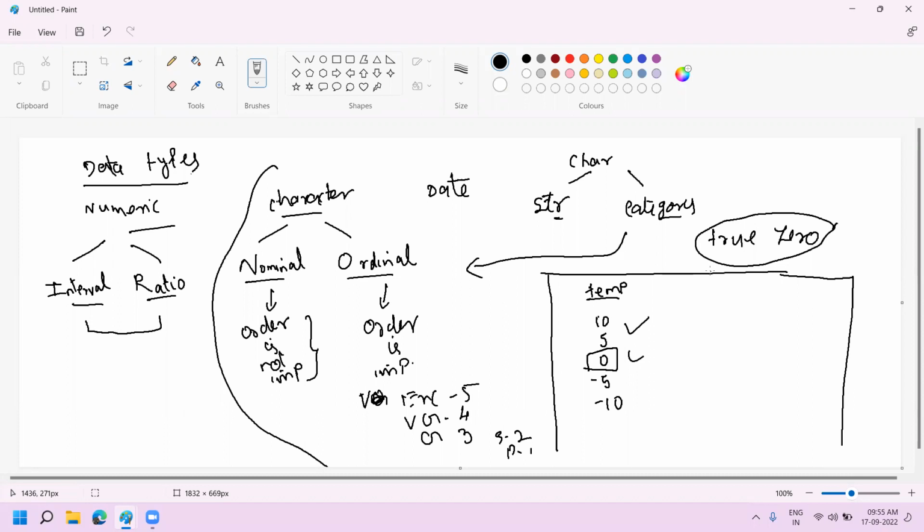So where do you have a true 0? Let us say weight: 25, 38, 14, 0. Now can I say weight is missing? There is no weight when it is a 0. So in this example, 0 indicates true 0. Because 0 weight means weightlessness or there is no weight. So interval and ratio have the same interpretation. The difference is presence or absence of true 0. Clear?